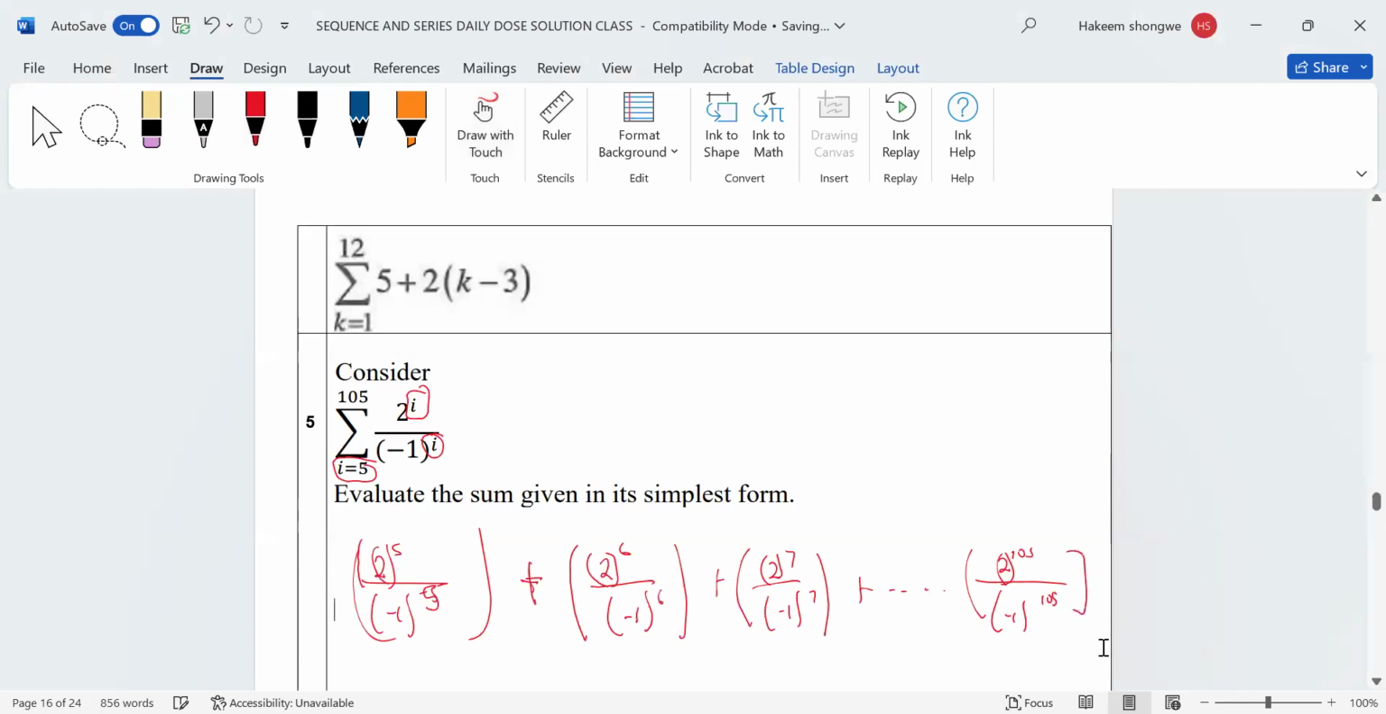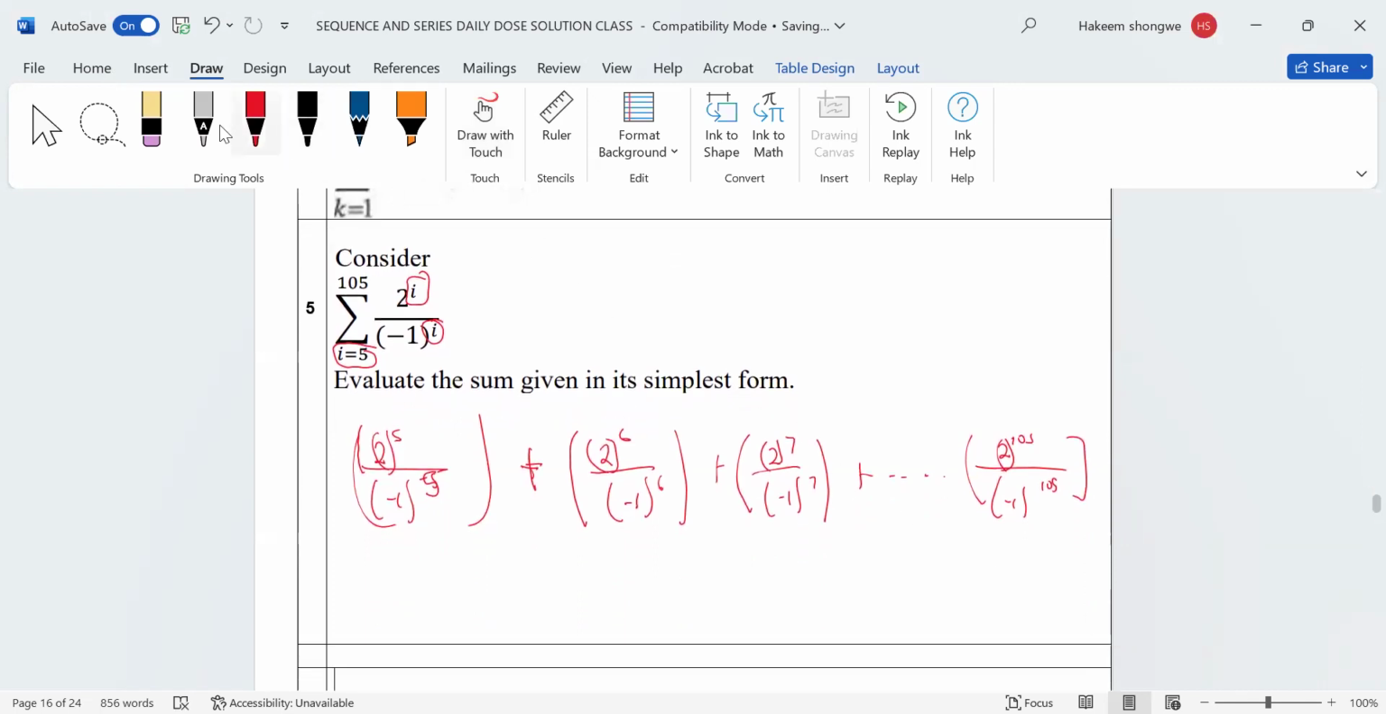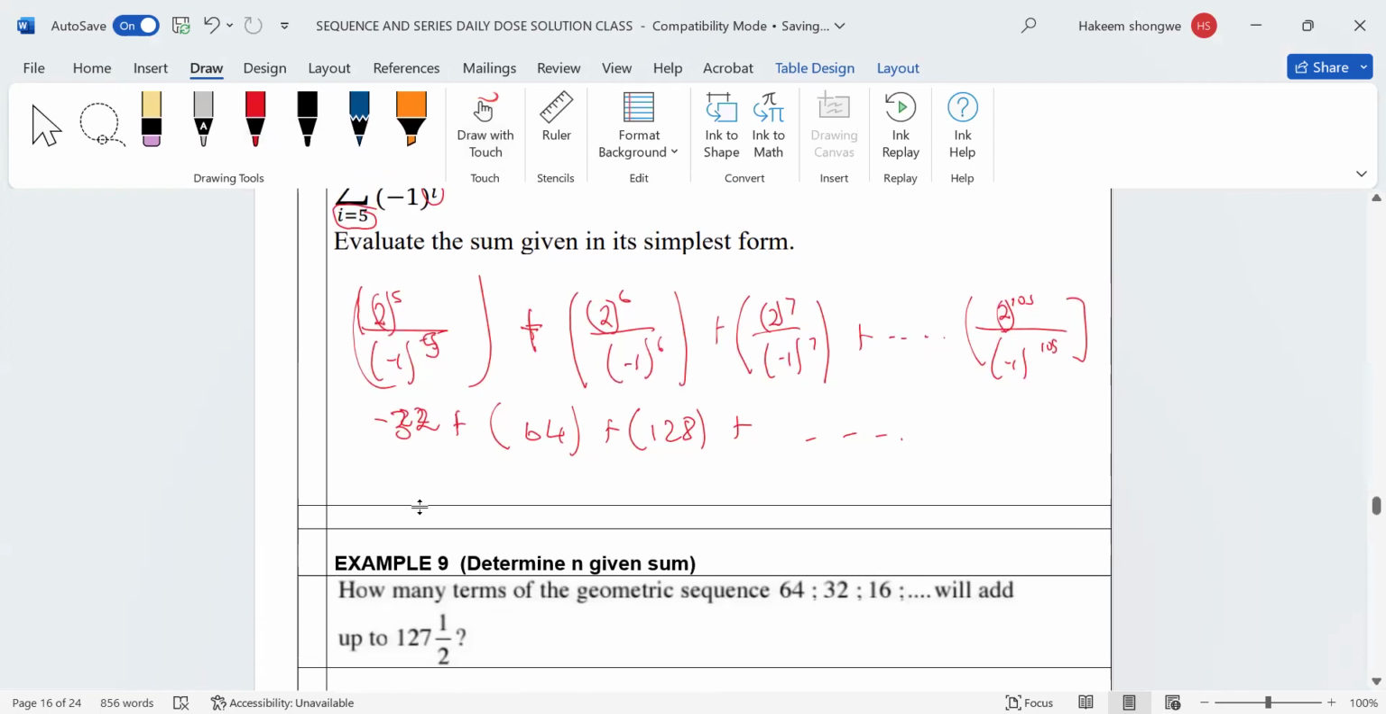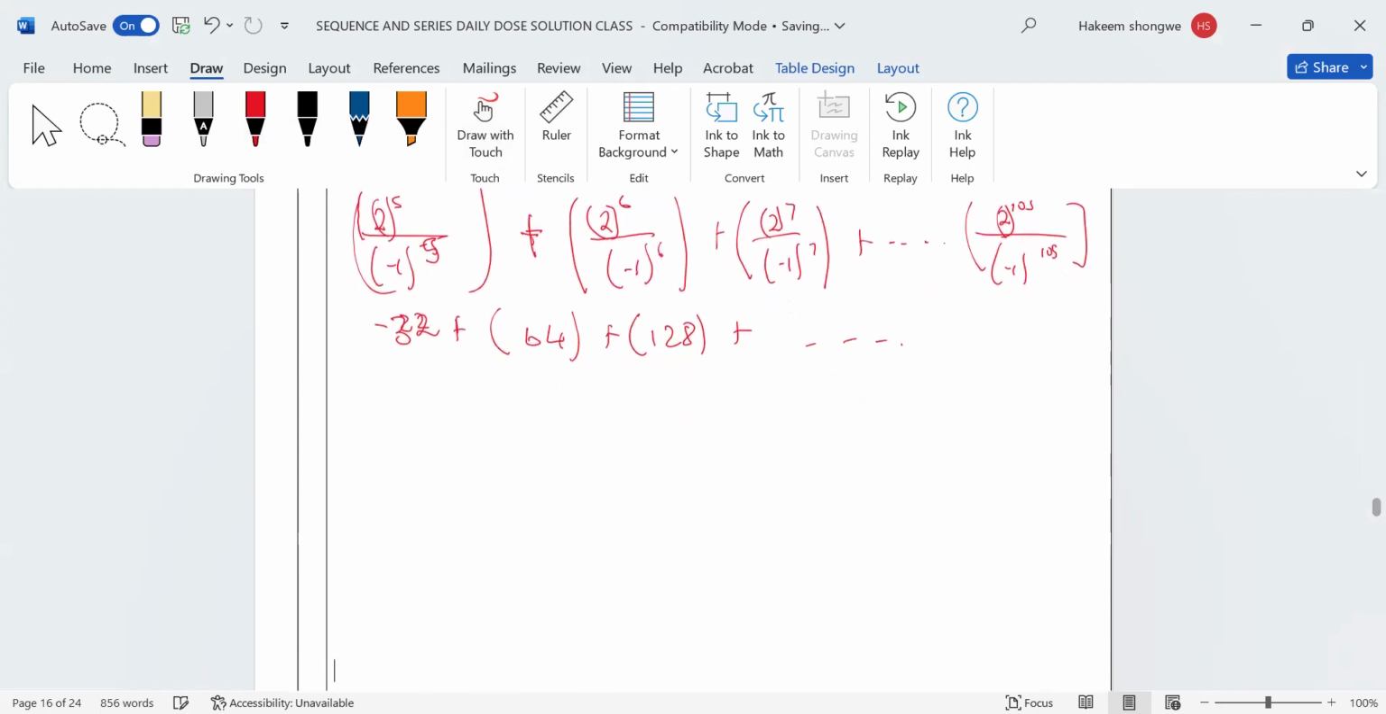Okay, give me the values that you got then. For number 1, what did you get? Minus 32. Okay, plus second one, 64. Plus 128 plus, yeah, what do you get for the last one? Okay, let's say you didn't check it then.